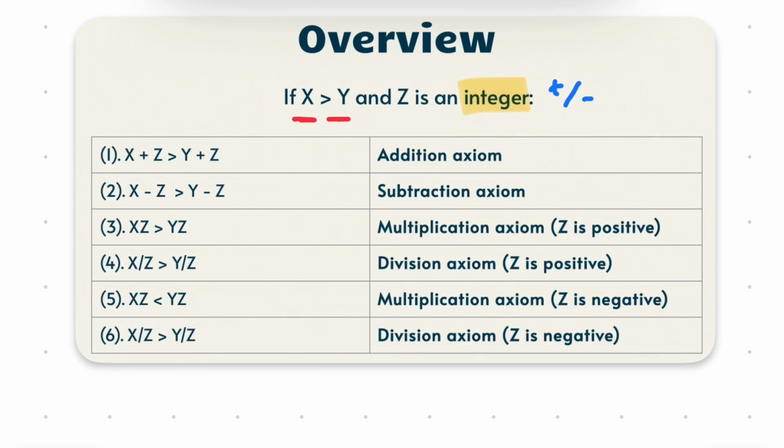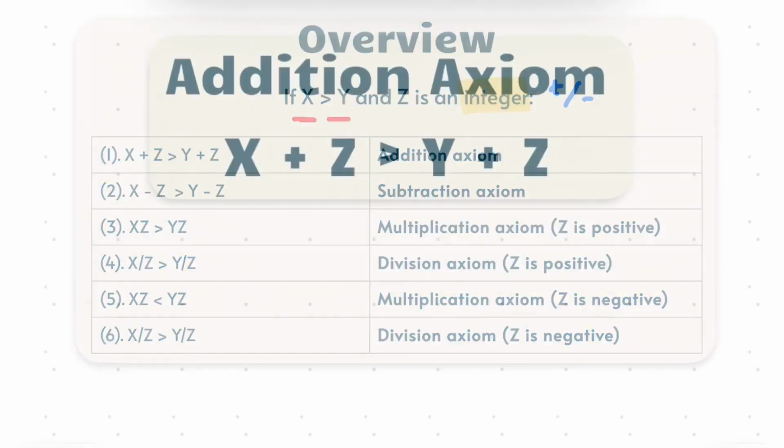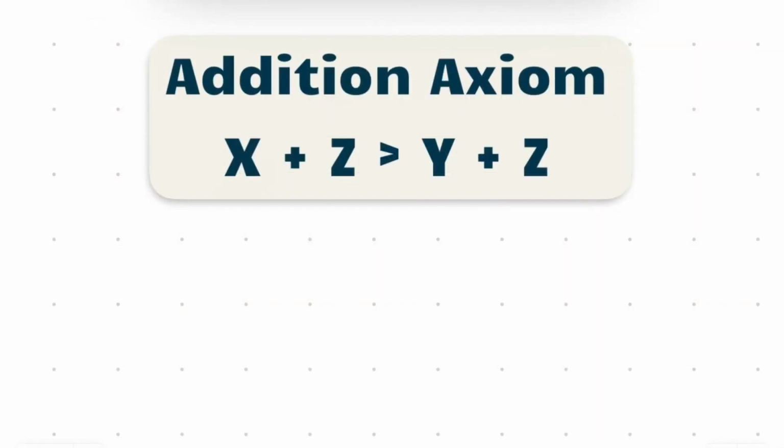Also note that there are 4 different types: addition, subtraction, multiplication, and division. Let's first go over the addition axiom. This says that x plus z is greater than y plus z. Remember that all the axioms assume that x is greater than y. So let's say that we had the inequality 3 is greater than 2. How can we demonstrate the addition axiom?